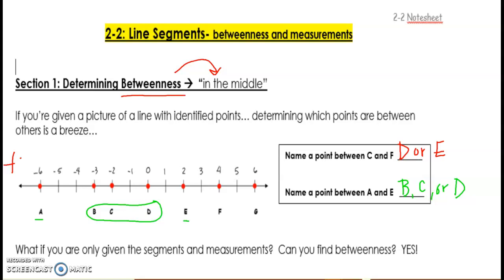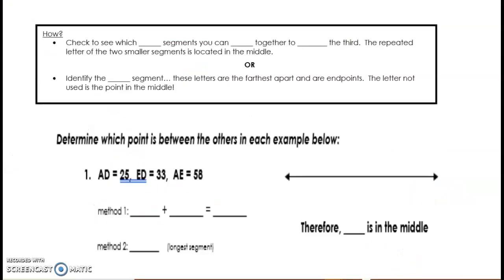So what if you're only given segments and measurements? Can you find betweenness? Can you find what point comes between the other two? Yes. So let's take a look at how you do that. There are two methods you can pick from to determine which point comes between the other. The first method is you're going to check to see which two segments you can add together to equal the third, meaning which two numbers do I add together to equal the third largest number.